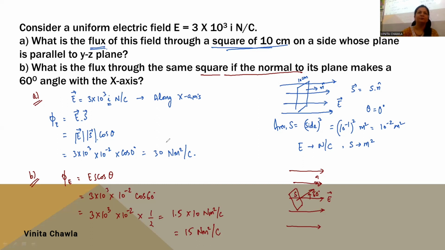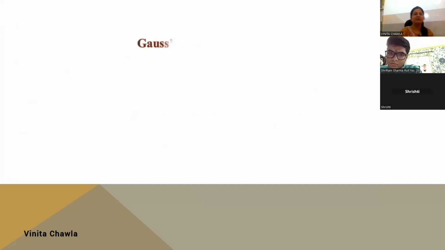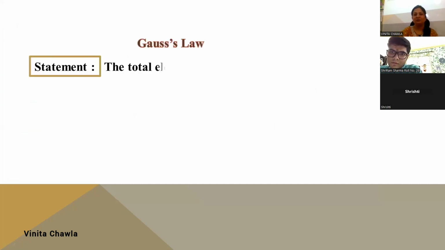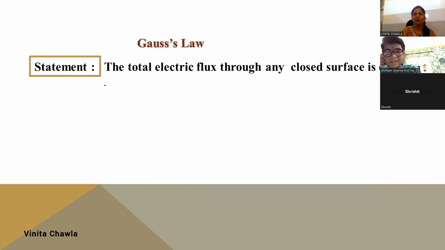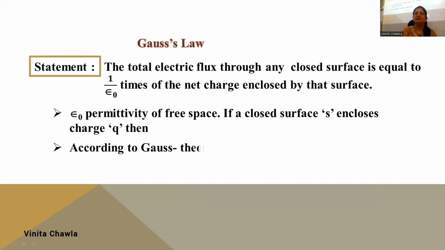Any doubt in this? Yeah, Gauss's law. We had covered this in the previous class only. Let's revise it. Gauss's law says that the total electric flux through any closed surface is 1 upon epsilon naught times the total charge enclosed by that surface. So electric flux is Q upon epsilon naught, where epsilon naught is the permittivity of free space.